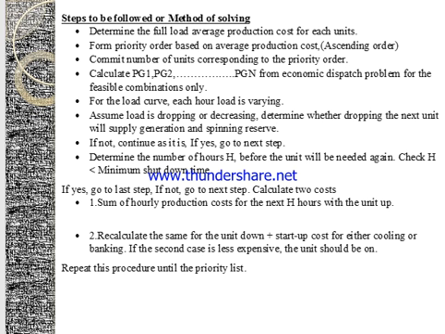Calculation of the two costs is the sum of hourly production cost for the next total hours with the unit up, and the recalculation of the same for the unit down together with the startup cost for either cooling or banking. If the second case is less expensive, then the unit should be shut down, and we repeat this procedure until the priority list is executed.